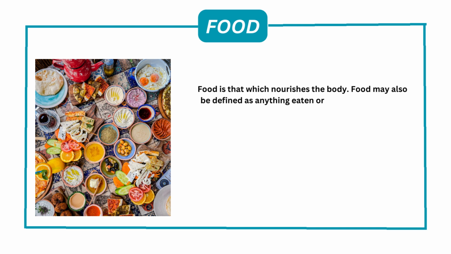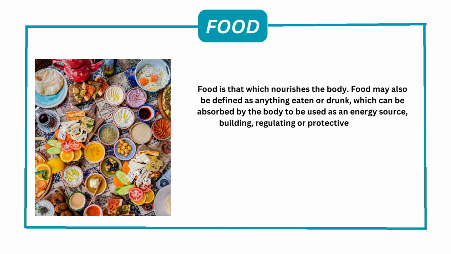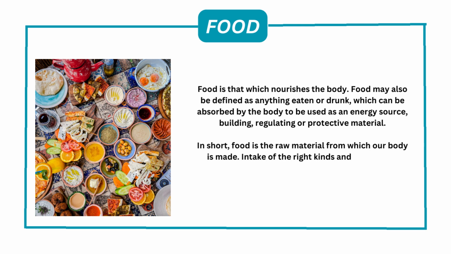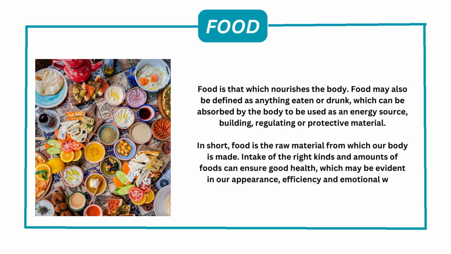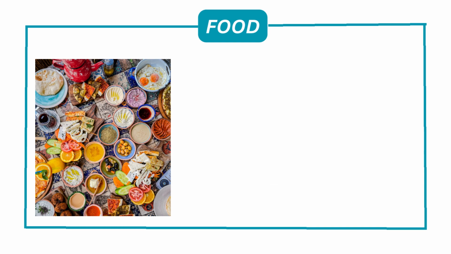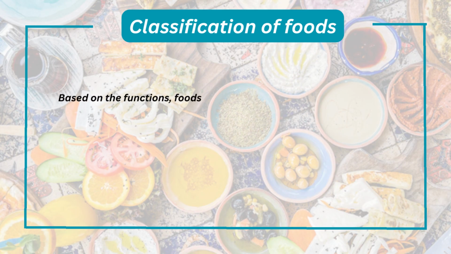Food may also be defined as anything eaten or drunk which can be absorbed by the body to be used as an energy source, building, regulating and protective material. In short, food is the raw material from which our body is made. Intake of the right kind and amount of food can ensure good health, which may be evident in our appearance, efficiency, and emotional well-being. Classification of food based on the functions.